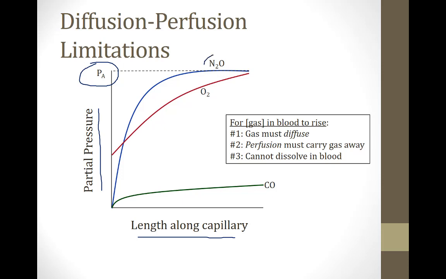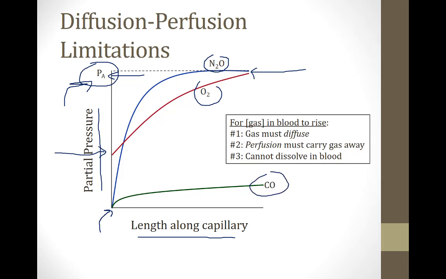So let's start by looking at nitrous oxide. So venous blood coming into capillaries has no nitrous oxide, therefore the partial pressure will be zero. However, the partial pressure rapidly rises and reaches equilibrium with the alveolus, and that's because nitrous oxide is perfusion limited. In the case of oxygen, when blood enters the capillary, the partial pressure of oxygen is not zero. Remember, we have some oxygen in our venous blood, but it's also not as high as the partial pressure in the alveolus. And then, like nitrous oxide, oxygen under normal conditions is perfusion limited, so it reaches equilibrium with the alveolus.